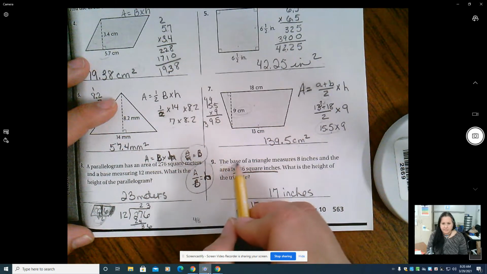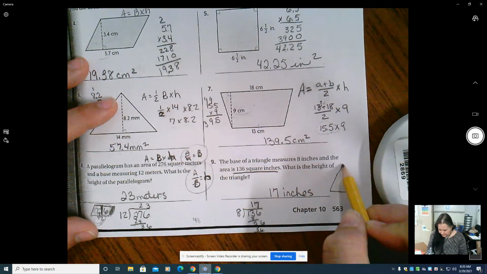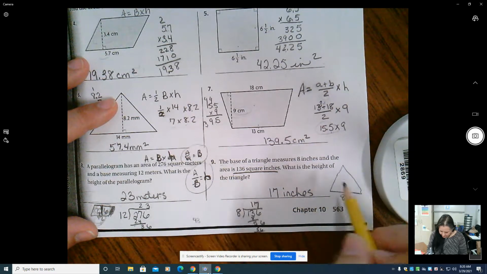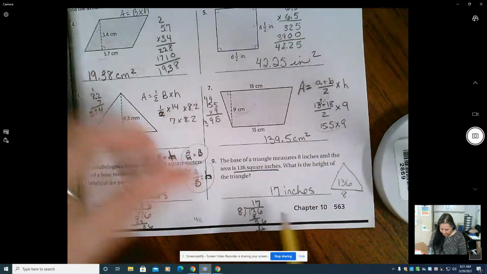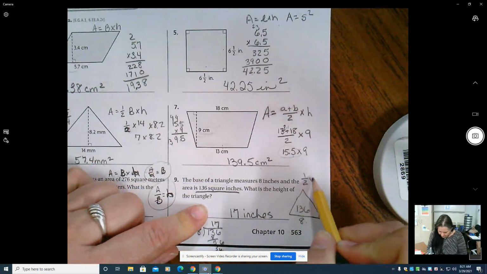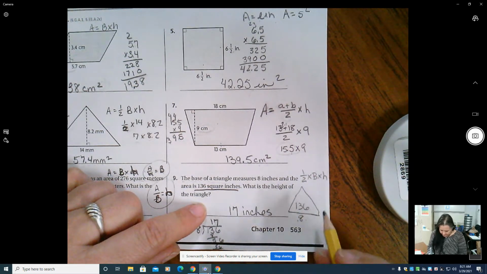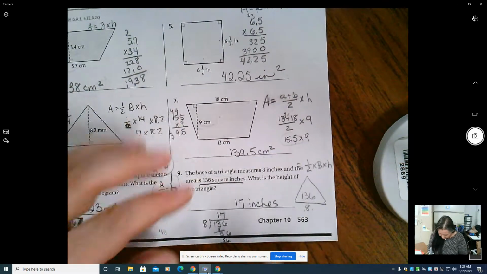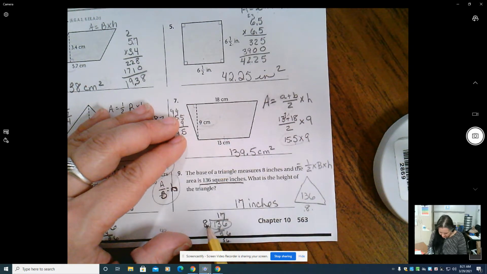All right, the base of a triangle measures 8 inches. So here's my triangle, base measures 8 inches. The area is 136 inches squared. What is the height of the triangle? So I'm going to use my formula, 1/2 times the base times the height to figure this out. So I'm going to say area is 136. I'm going to divide that by the base.